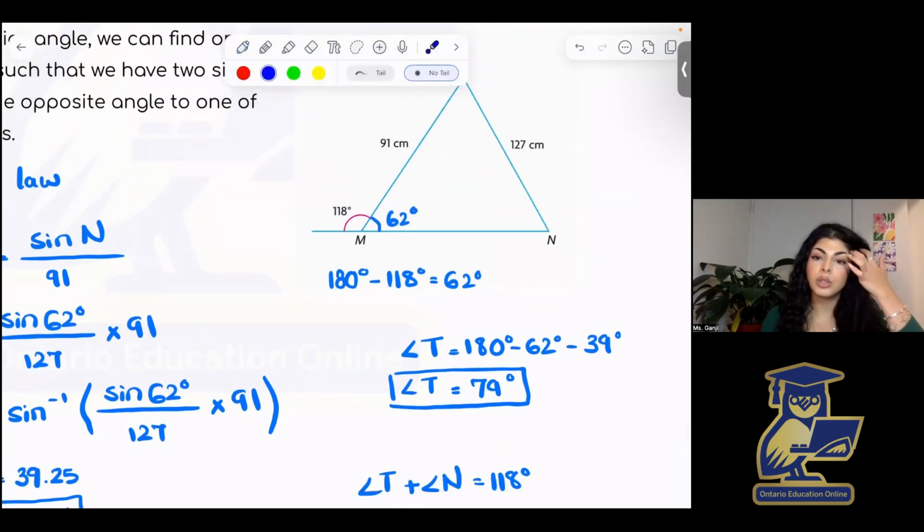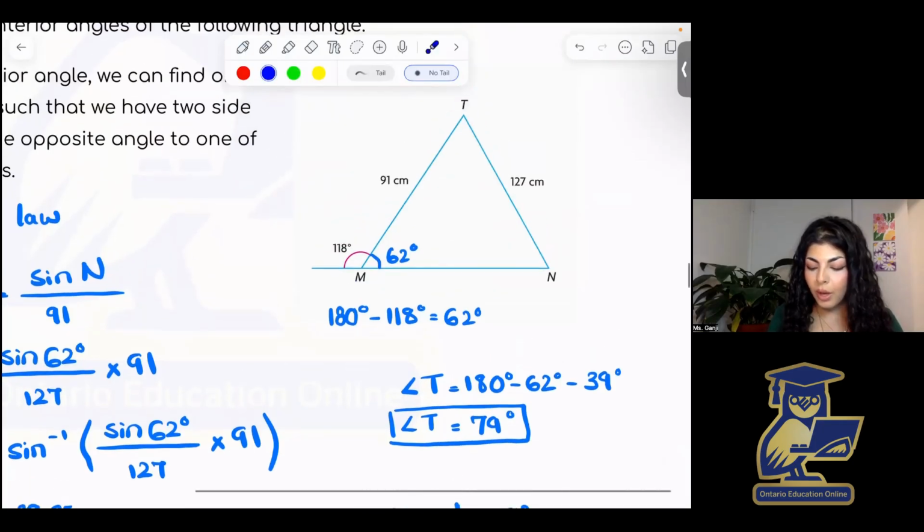And this again has to do with the sum of the interior angles of the triangle adding up to 180 degrees, but also this straight line adding to 180 degrees. So then these two angles are the same as this angle right here.